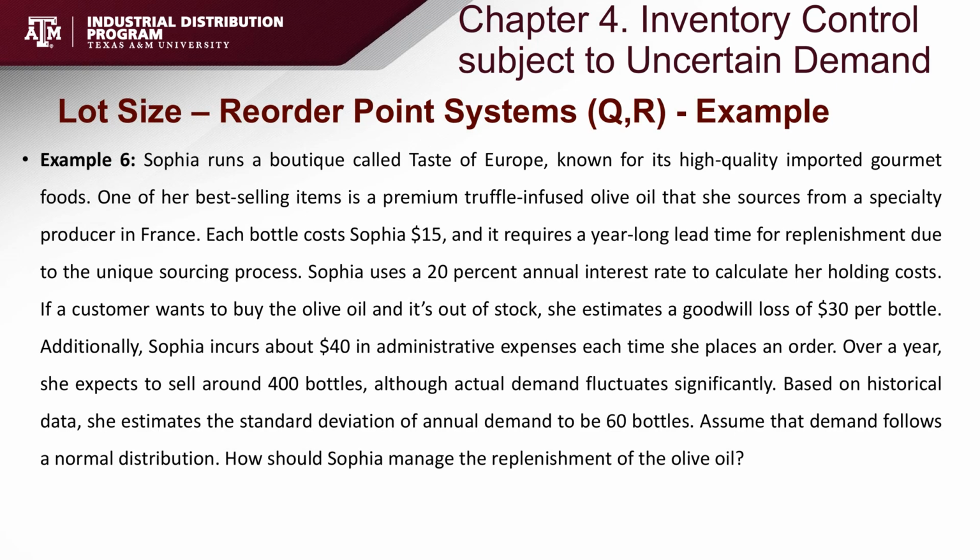Now, picture a little boutique called Taste of Europe. Sophia, the owner, sells this premium truffle-infused olive oil from France, and while the sourcing is slow, the lead time is a full year. Each bottle costs her $15, and with a 20% annual interest rate, the holding cost H comes out to $3 per bottle per year. A stock out costs $30 in lost goodwill. Placing an order runs $40, and demand averages 400 bottles a year with a standard deviation of 60. Demand is normally distributed, and our job basically is to find the optimal Q and R values.